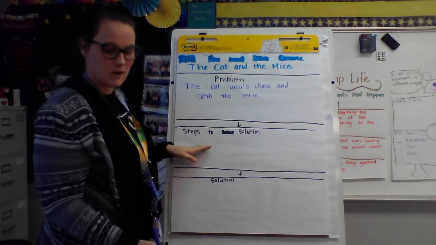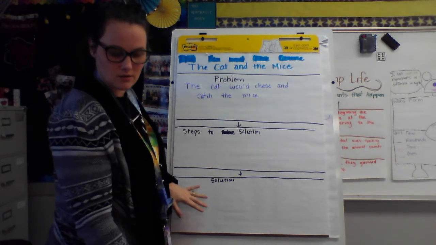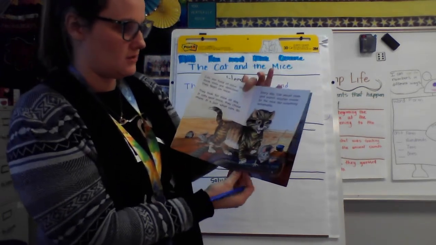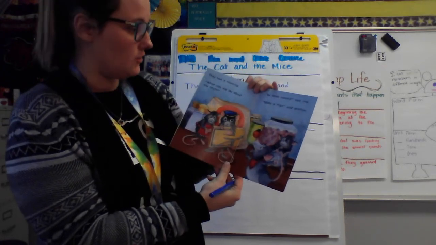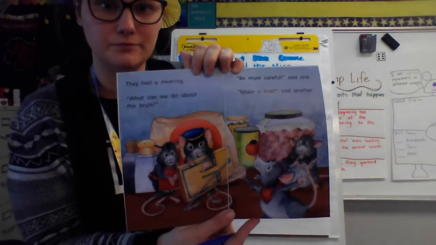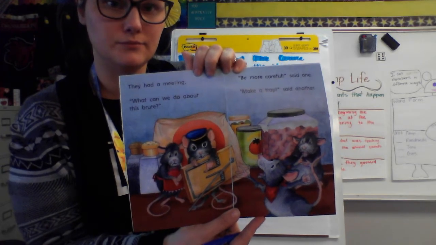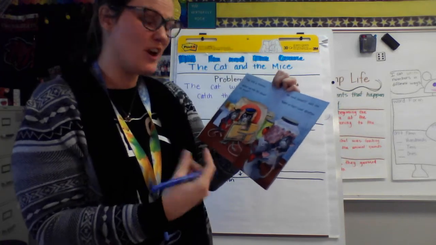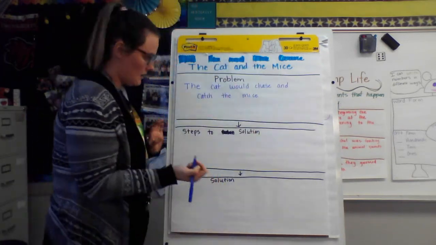Okay, now we're going to think about the steps that the mice are taking to get to their solution. So here's our story. Just remember on this page, the mice. The cat was always catching those mice. Here, what did the mice do to help solve their problem? They had a meeting. They all met together and were trying to come up with different ideas, weren't they? Yes. So I'm going to write that.